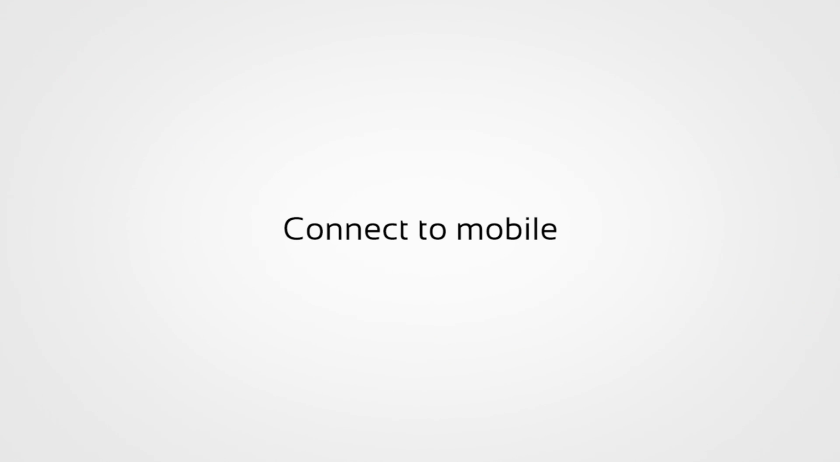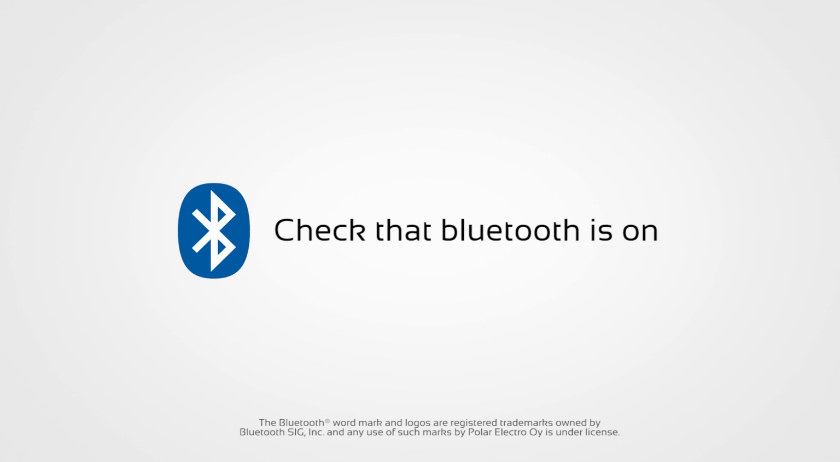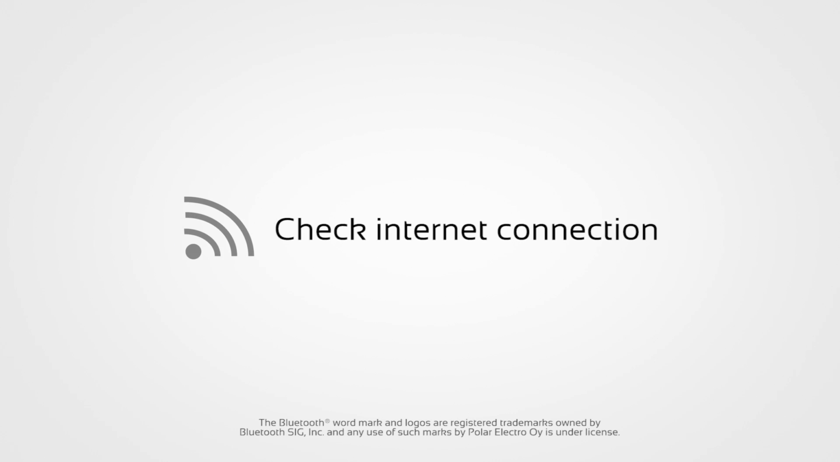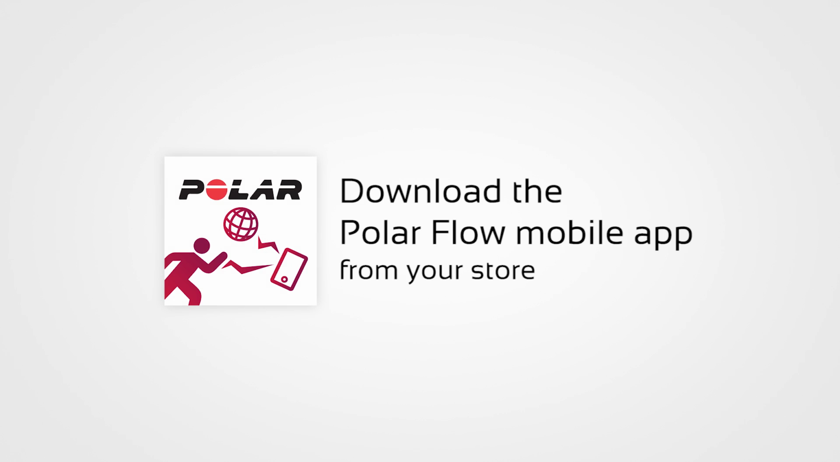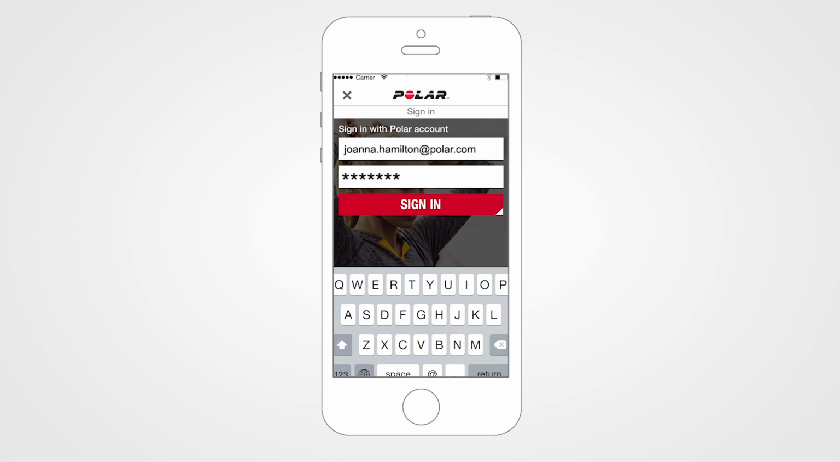Now that the setup is done, let's take a quick look at how to connect your Polar Loop 2 with your mobile. First, check that your mobile has Bluetooth set on and that the internet connection is okay. Then download the Polar Flow mobile app from your store. Sign in with your Polar account and tap the button on your Polar Loop 2.